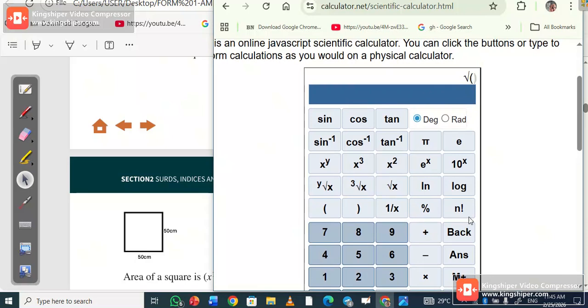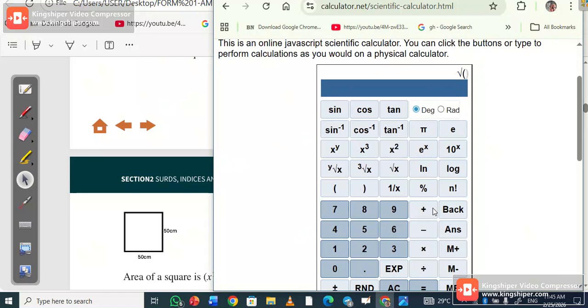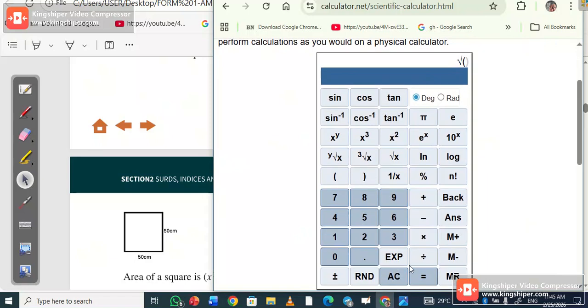Oh, what's wrong with my calculator? Let me reset my calculator. Okay, so let me clear everything. Square root of 16 plus root of, square root of 16 plus root, another root of 25. Let me check. Or 55, root of 55.